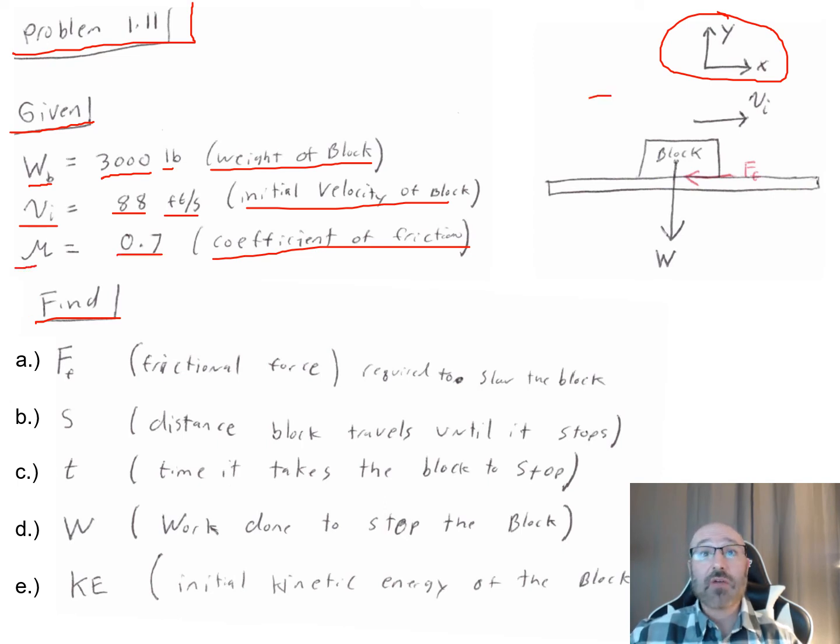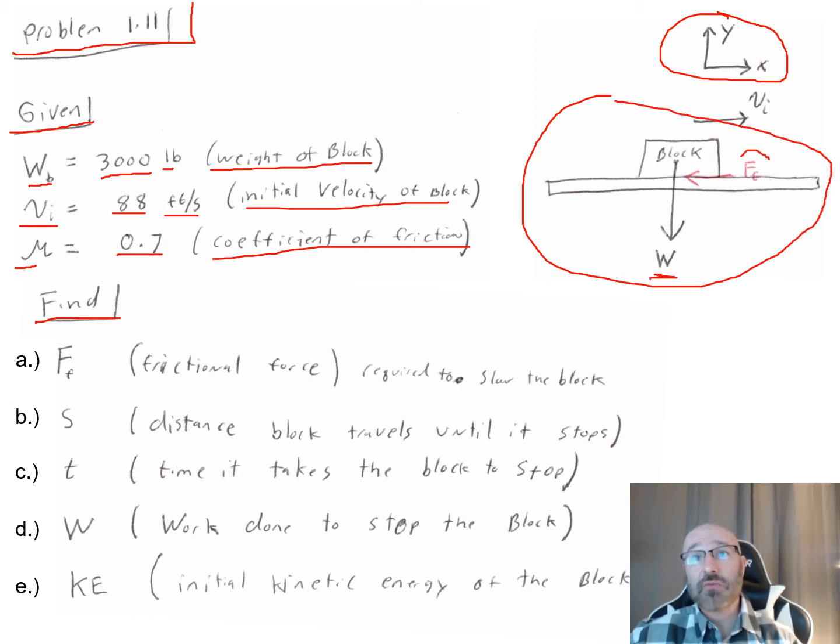Then I have my diagram over here on the right. You can see there's my surface, there's my block, there's my weight force right there. There's the frictional force that I'm going to be solving for between the block and the surface right there. My initial velocity is moving over what I'm considering to be the positive x direction to the right. And I've called my positive y direction going up right there.